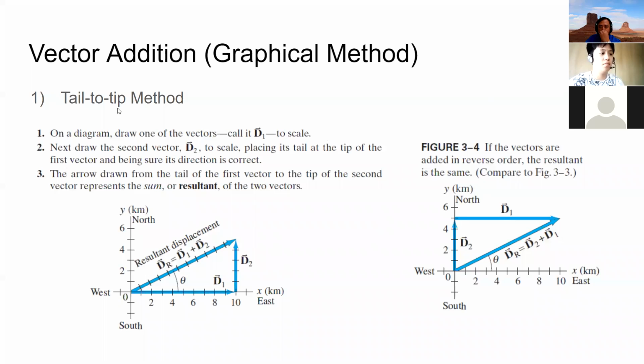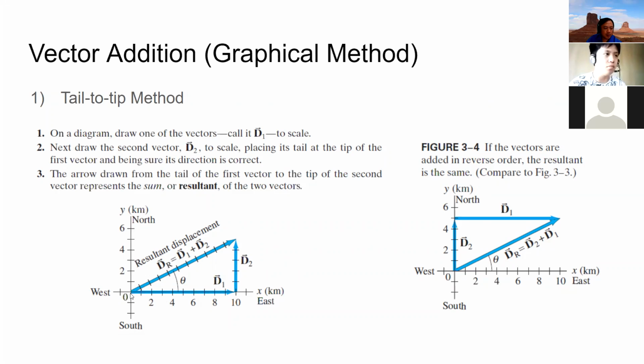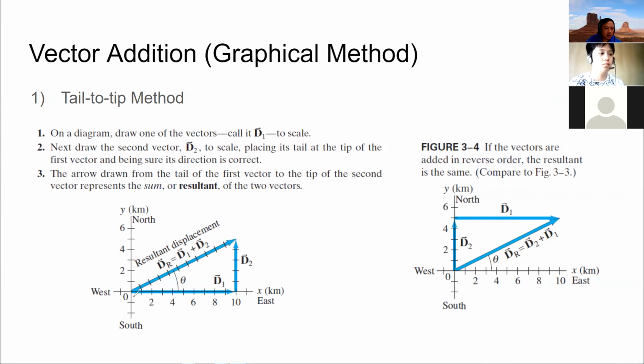So the first method is the tail to tip method. What is this? On a diagram, draw one of the vectors, call it D1, to scale. So we have x and y, no? Like a person walking towards east, from the origin 0, so let me annotate. The first vector is this, D1, from the origin to 10 kilometers east. That's D1. So you draw it to scale using your ruler. When you say to scale, you cannot draw kilometers on your paper, so you scale it. 10 kilometers is to 10 centimeters, or 1 kilometer is to 1 cm, so that you can draw it on the graphing paper. And of course, you can convert it later back to kilometers.